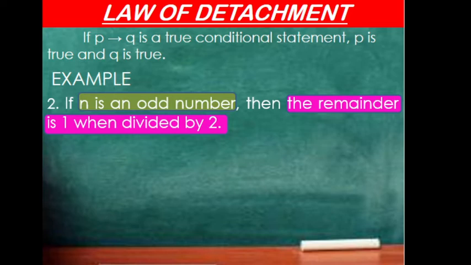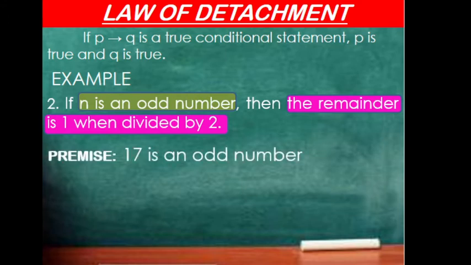So, ngayon, ano ang ating premise? Again, ang premise ay manggagaling dito sa ating p. So, the premise is 17 is an odd number. So, yung n, pinalitan natin siya ng 17 or nilagyan natin siya ng isang odd number para ma-prove natin na pag dinivide natin siya sa 2, magiging remainder niya is 1.